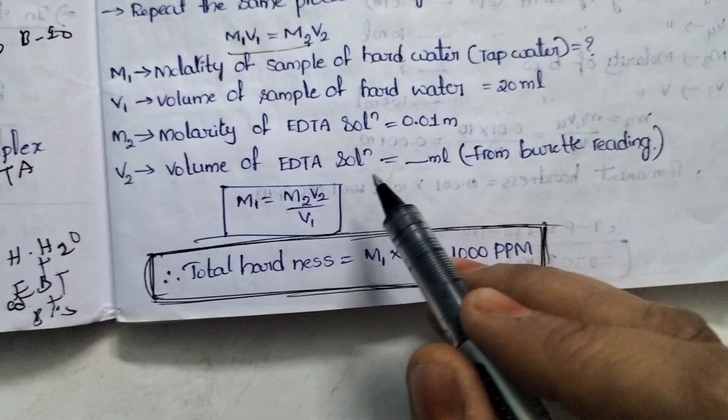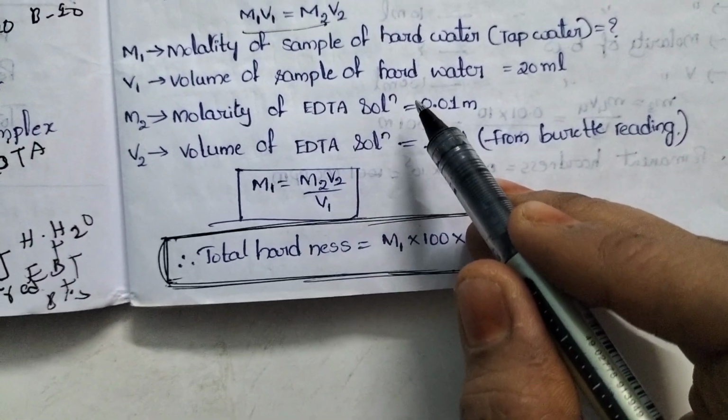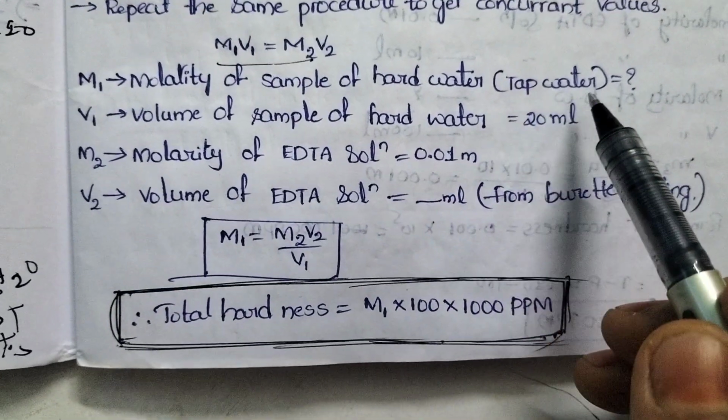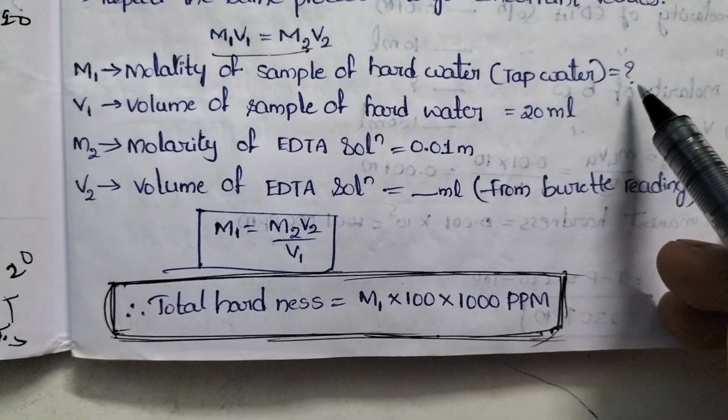V2 is the volume of EDTA solution. M2 is the molarity of EDTA solution. Look into the formula. Here, the hard water sample concentration we don't know. That is why it is a question mark.